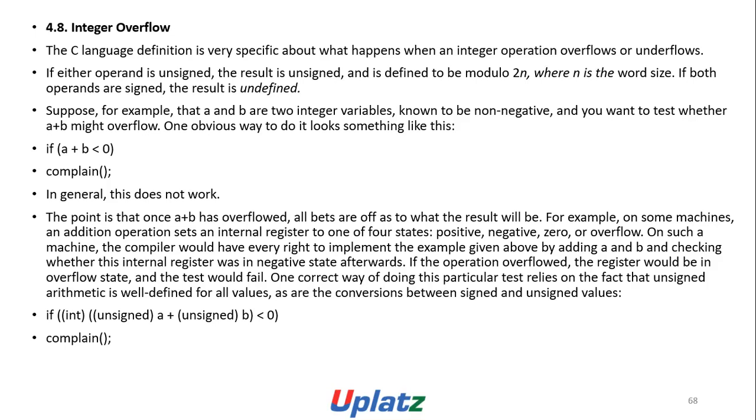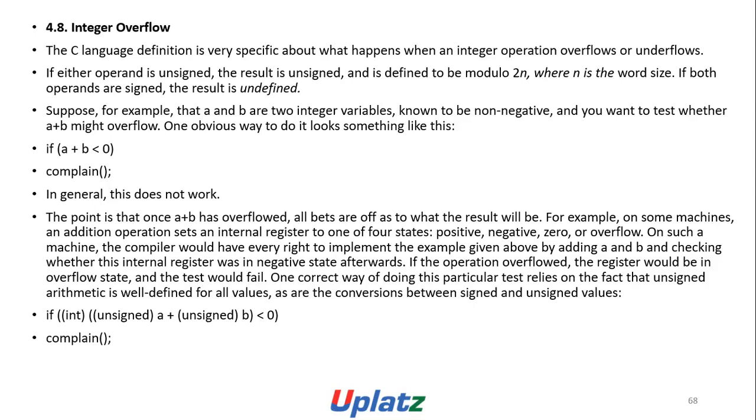One obvious way to do it looks something like this: if (a + b < 0) complain(). In general, this does not work. The point is that once a + b has overflowed, all bets are off as to what the result will be. For example, on some machines, an addition operation sets an internal register to one of four states: positive, negative, 0 or overflow. On such a machine, the compiler would have every right to implement the example given above by adding a and b and checking whether this internal register was in the negative state afterwards. If the operation overflowed, the register would be in the overflow state and the test would fail.